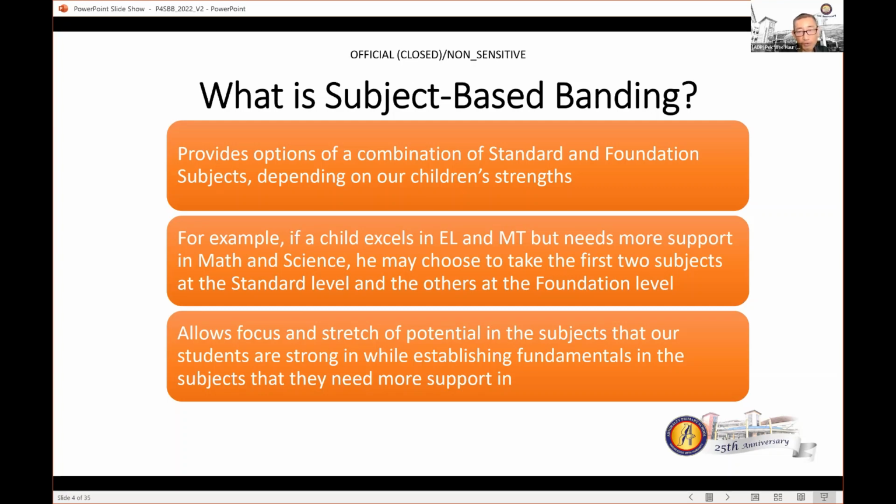So, for those of us who had children from last year, P4 moving into P5, you will know that we actually did that whole batch of subject-based banding without even having an end-of-year exam, because last year the situation for COVID-19 was such that we were not able to have an end-of-year exam, but we were still able to make decisions on the subject-based banding.